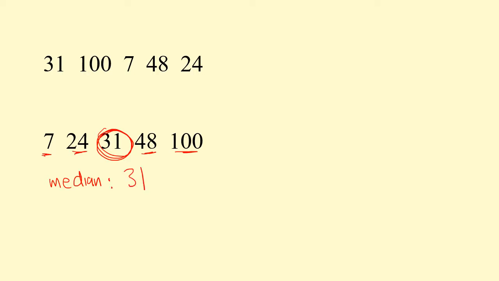Okay, for the mean, we need to add these numbers up. The order doesn't matter when we add, of course. So we're going to add 148, 31, 24, and 7. And you can, of course, do this on your calculator if you want. And we see that the total amount of money that everybody has in the room is $210.